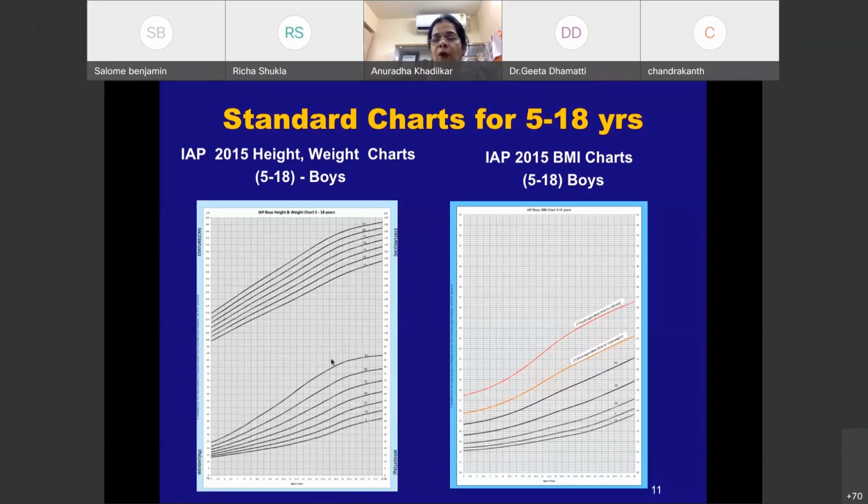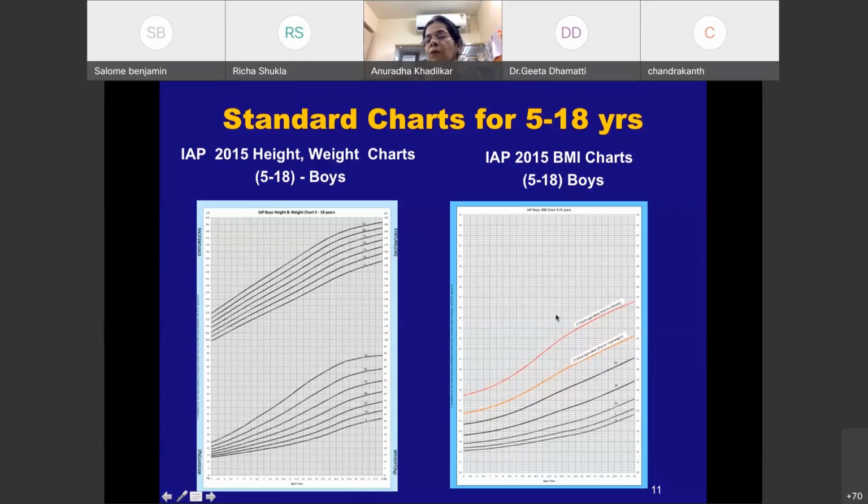So when you want to plot a child, you plot the child according to his age, you plot his weight, you plot his height, and then you read the reading to see whether it is normal. There is another slide which I will show you again, to remind you what is normal, what is not.